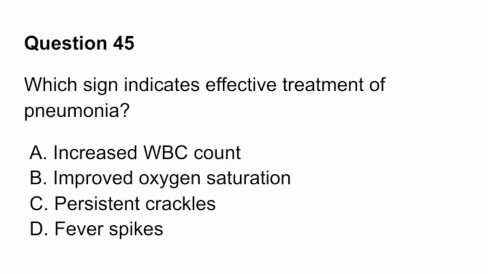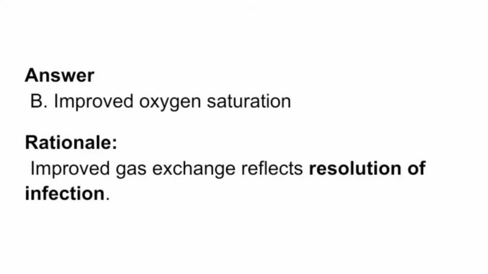Question 45. Which sign indicates effective treatment of pneumonia? A. Increased WBC count. B. Improved oxygen saturation. C. Persistent crackles. D. Fever spikes. Answer. B. Improved oxygen saturation. Rationale. Improved gas exchange reflects resolution of infection.